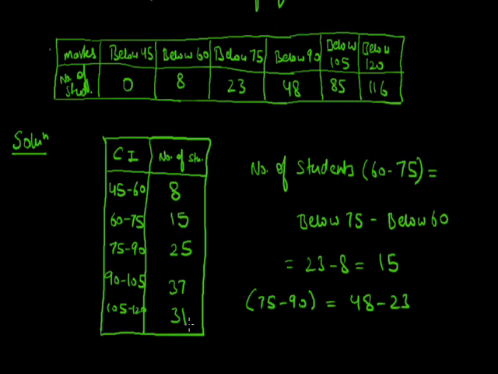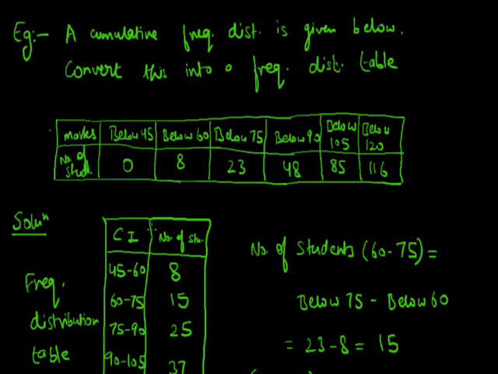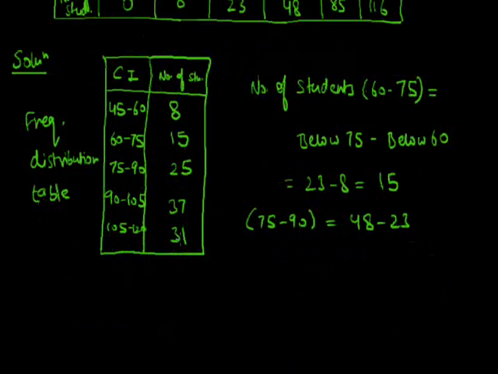So now this table is actually a frequency distribution table, because it consists of class intervals with the number of students. So this is now the proper frequency distribution table, which we have converted from the cumulative frequency distribution table. So in this way we can convert the data into tabular form. These are the methods we have seen, that is the frequency distribution table and the cumulative frequency distribution table. These are the methods to convert the data into tabular form.